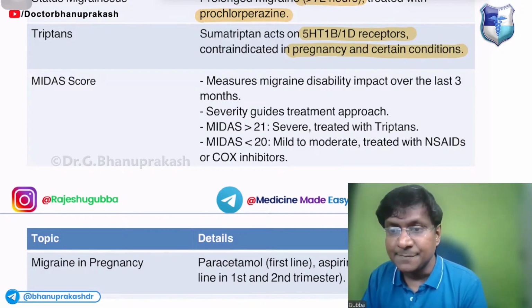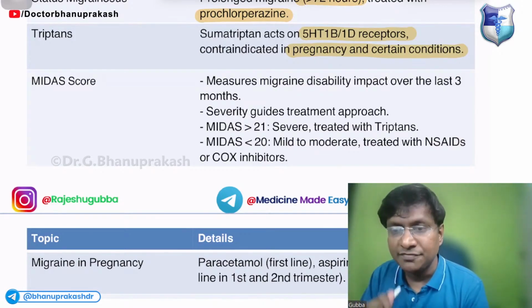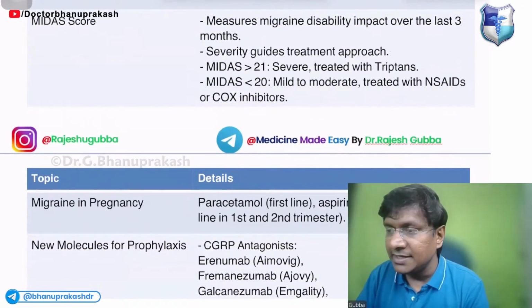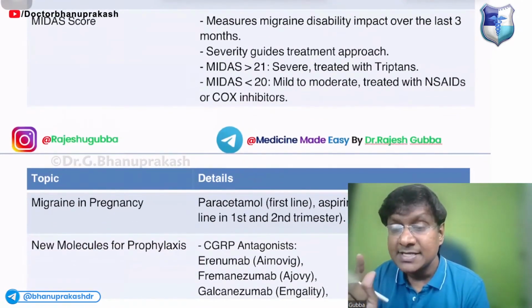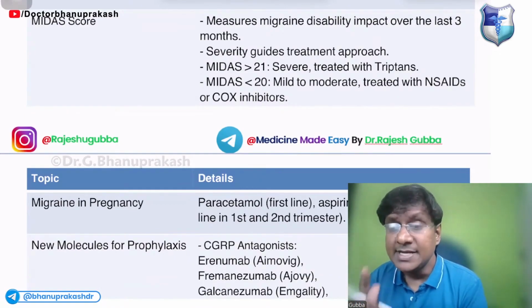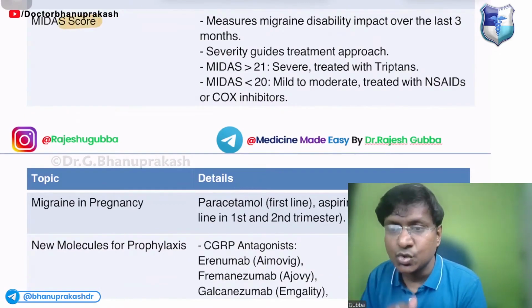Now, how will you assess the disease severity in case of the migraine? The disease severity in case of migraine is assessed by the MIDAS scoring system.